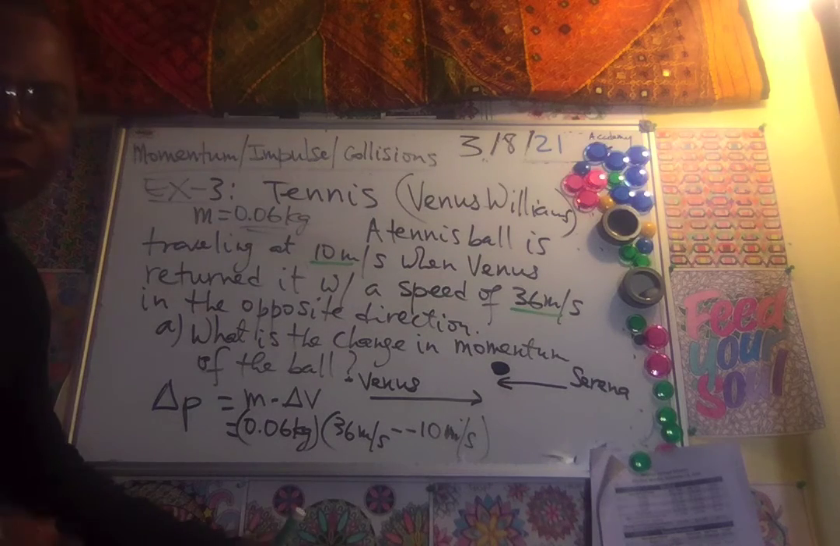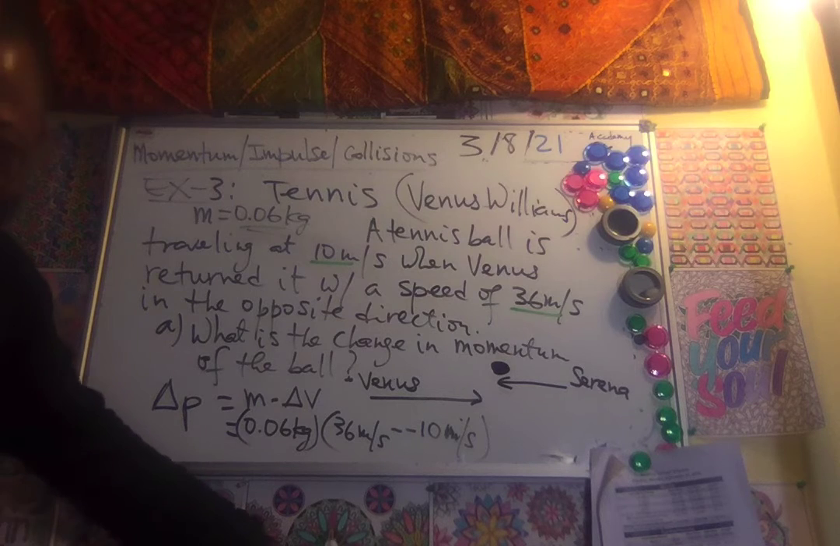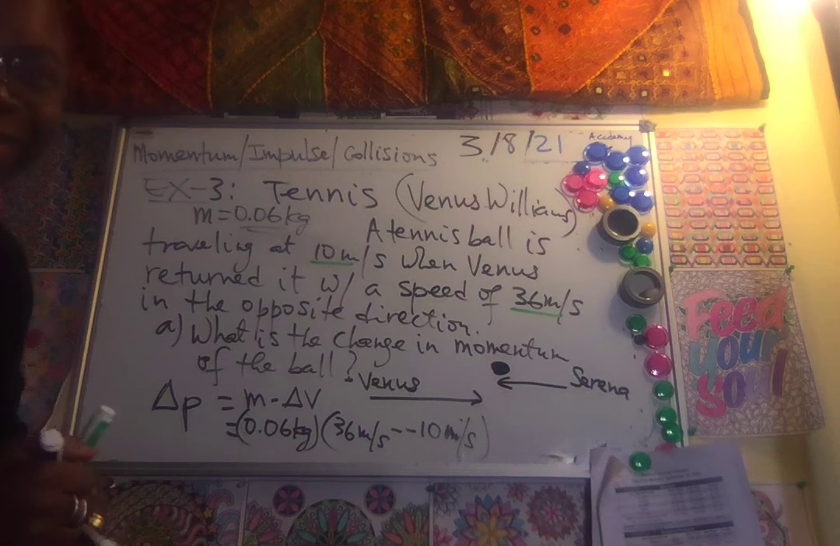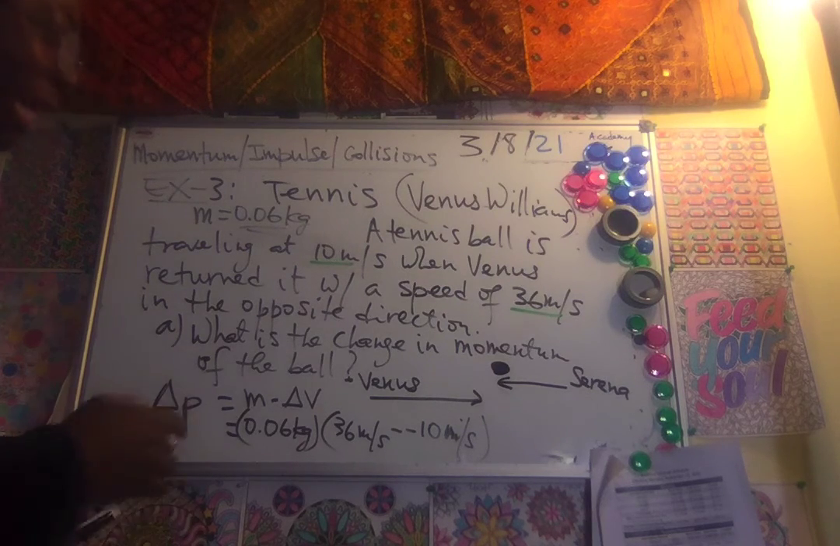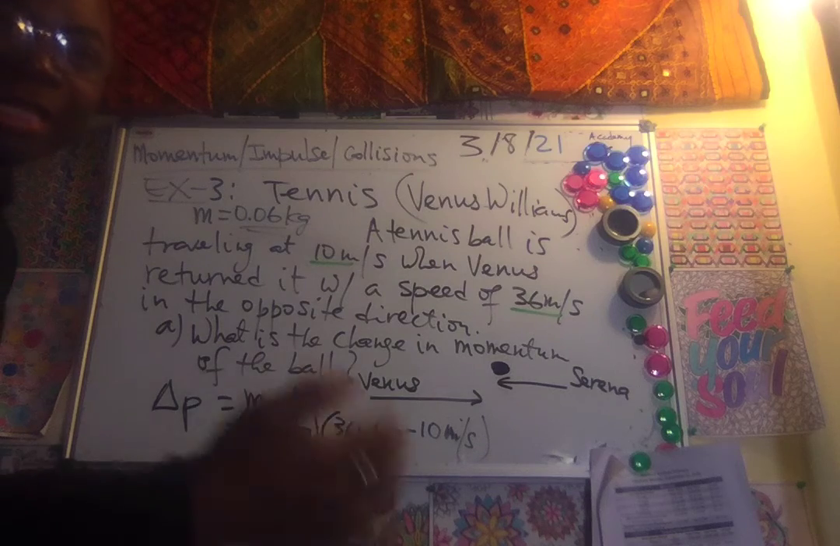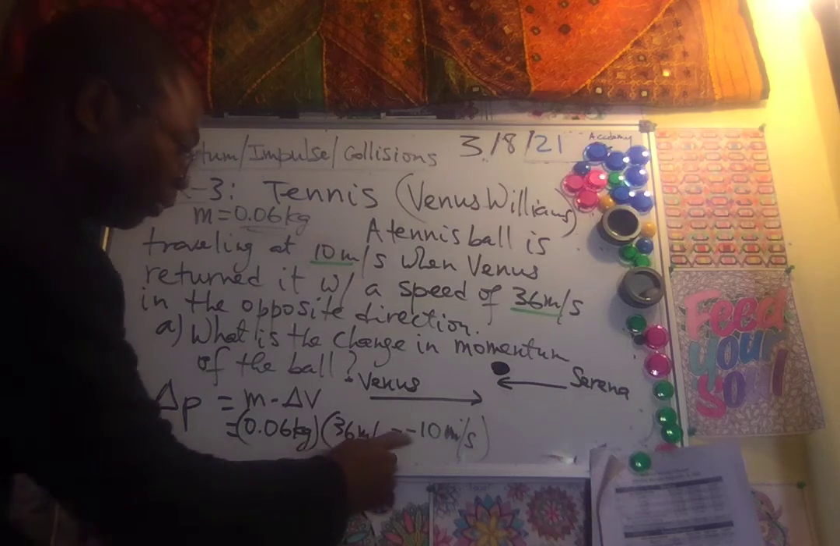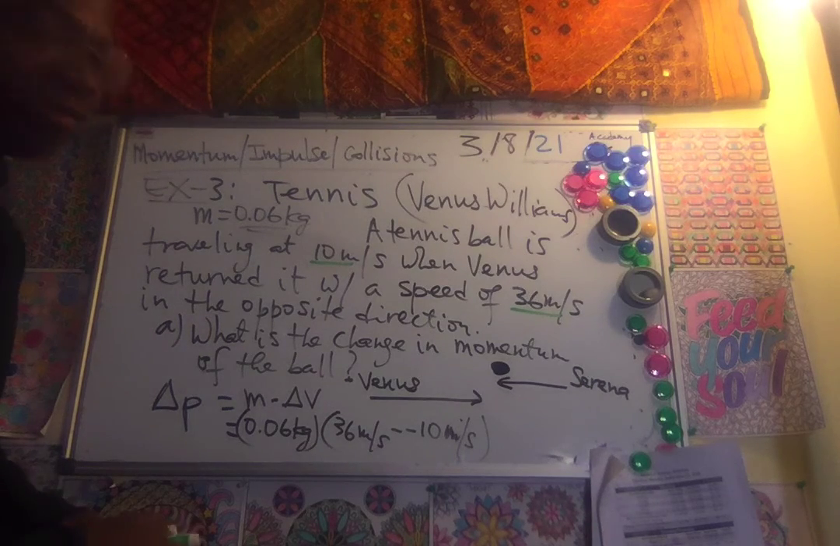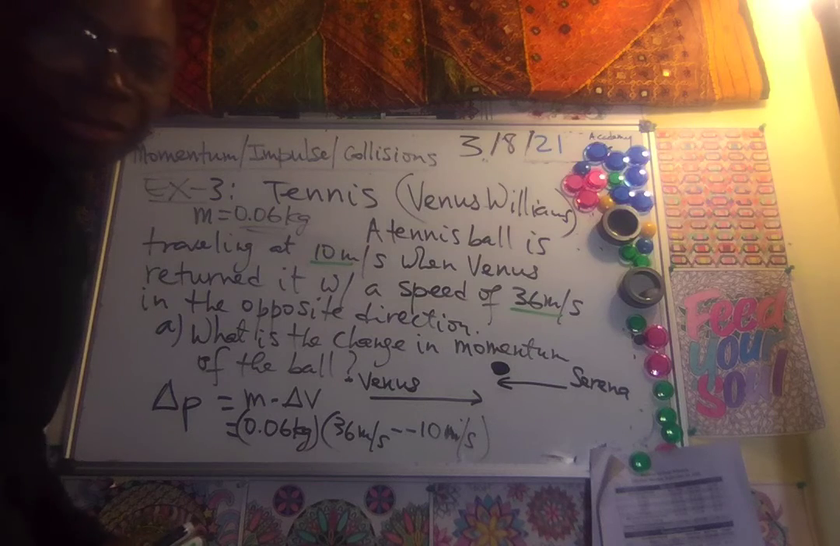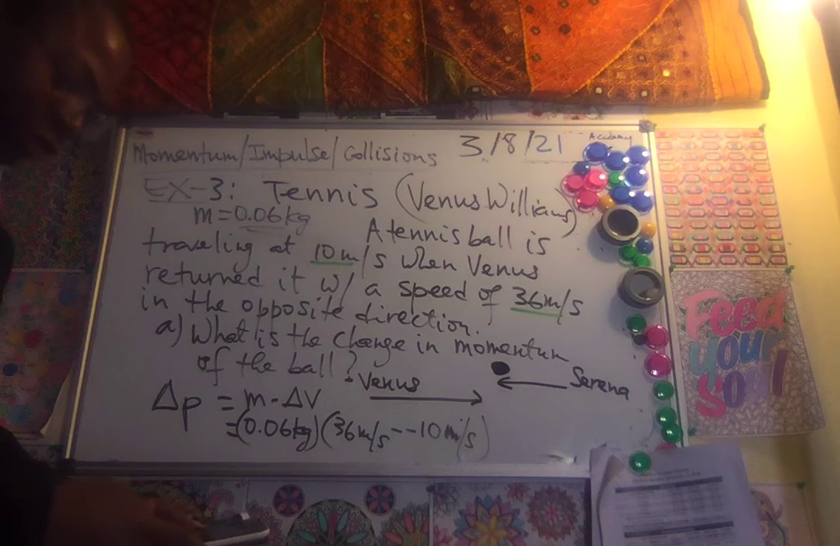So guys, it's not just 10, because it changes direction. I'm telling you, physics is weird. You know it changes direction, so you gotta put a double negative. So that becomes plus 10. So 36 plus 10 is 46. 46 times 0.06.